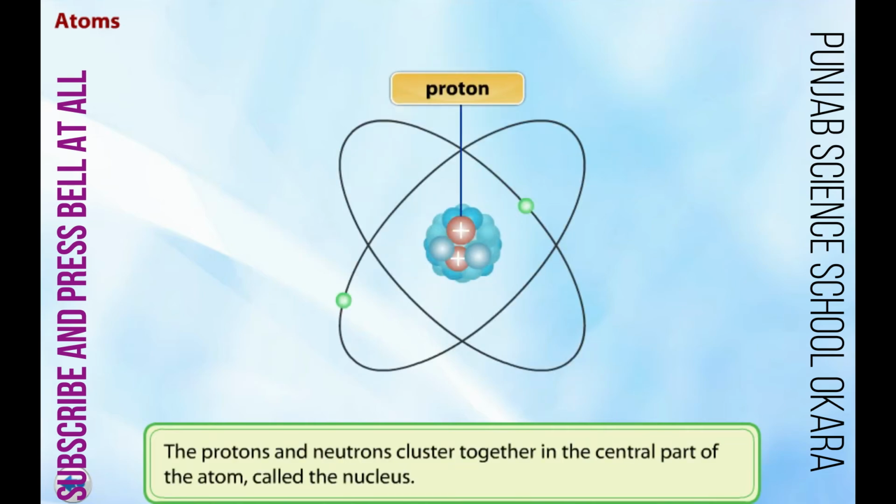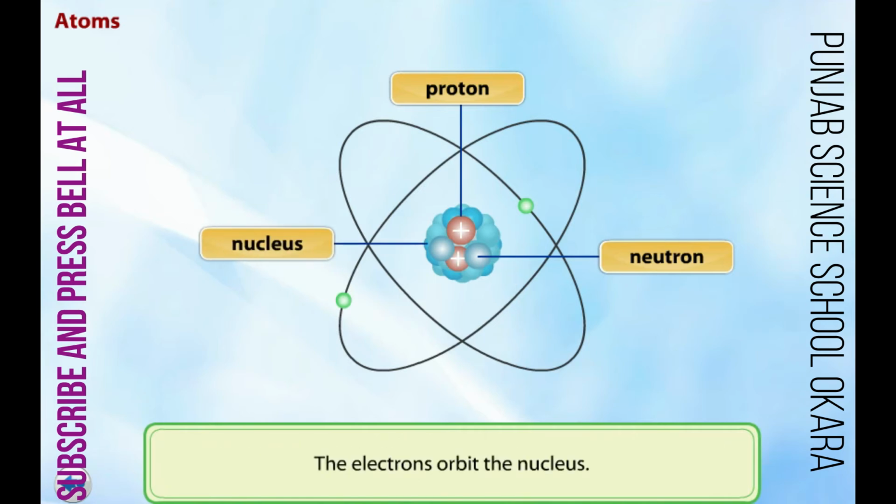The protons and neutrons cluster together in the central part of the atom, called the nucleus. The electrons orbit the nucleus. A molecule is a particle made up of two or more atoms.